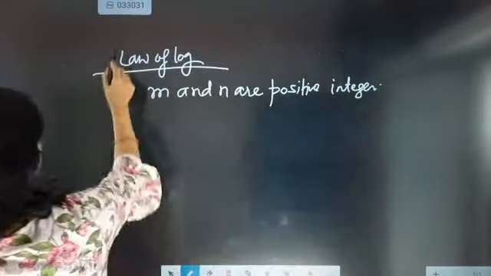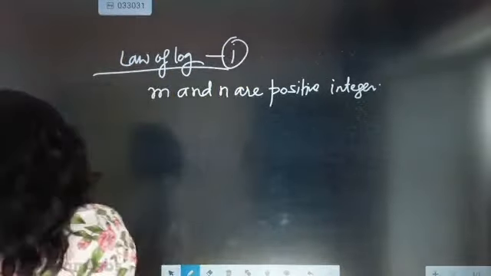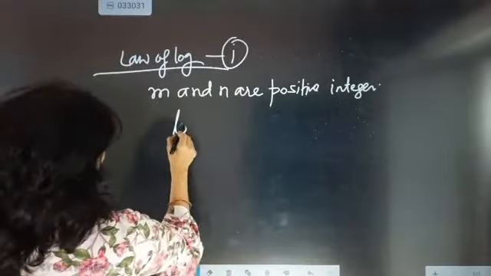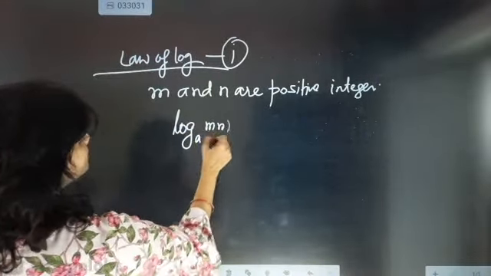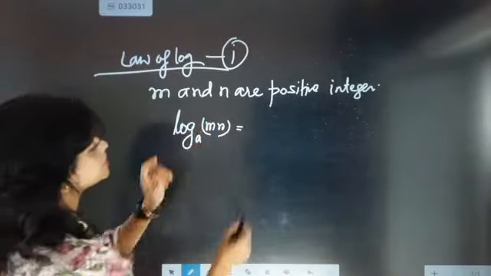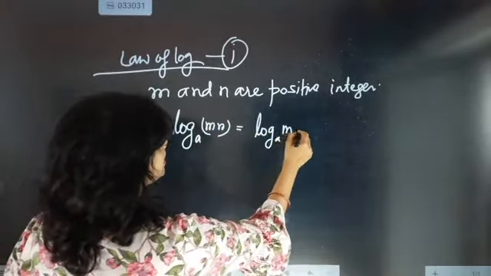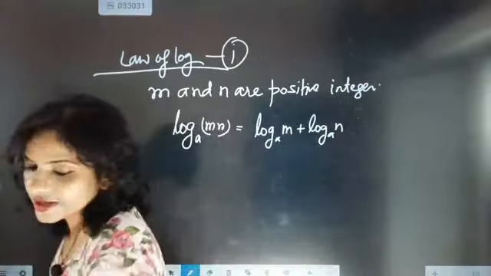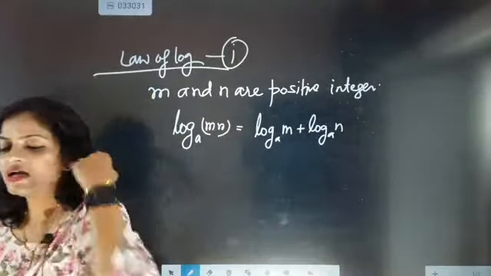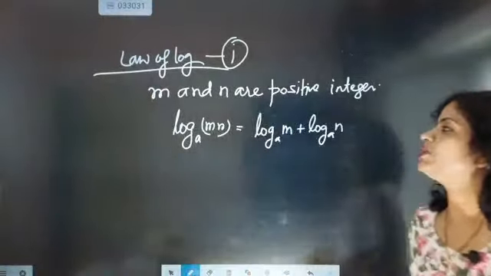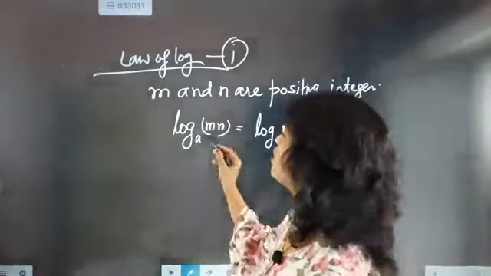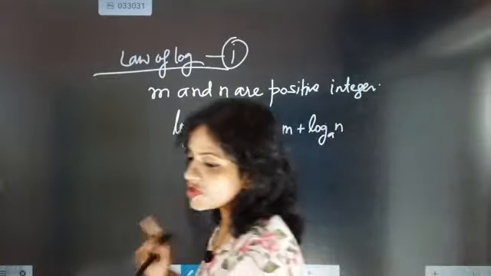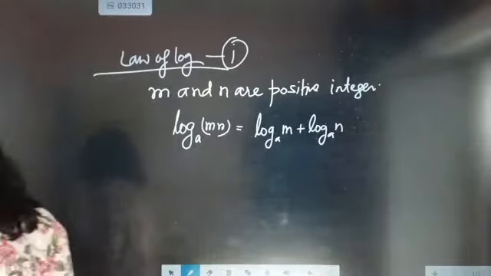Now I am applying the first law. Given m and n are positive integers, how are we going to use the log property? So log base a of mn will be written. After application of log, it will become log base a m plus log base a n. This is one of the properties of log: if log base a mn is there, it will become log base a m plus log base a n. This is the first property of log.